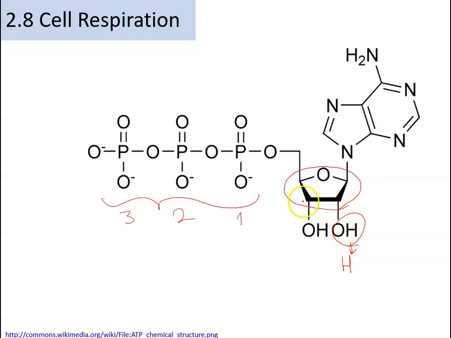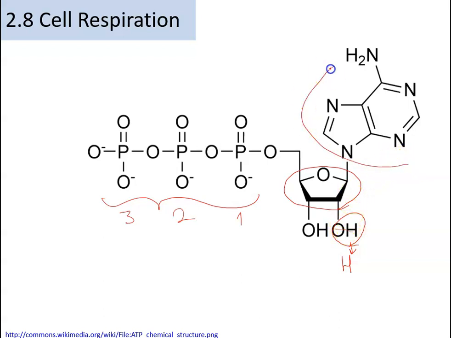Anyway, this sugar is ribose, and this sugar is not the sugar inside the DNA. It is not deoxyribose, it is ribose.